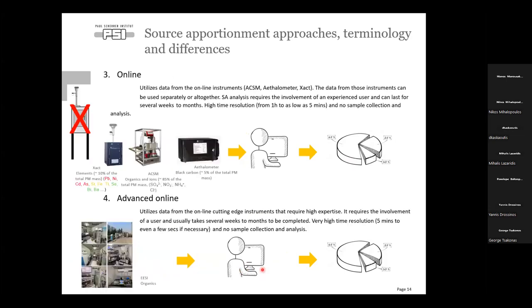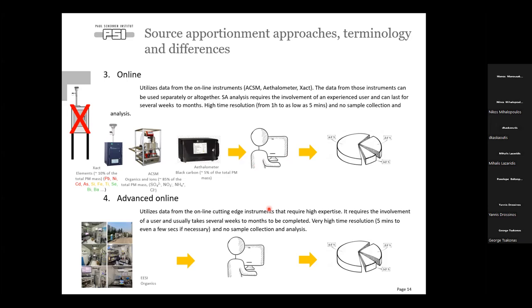Then we have another category. This is a bit more recent than the other ones. So we have the online instrumentation. This approach does not include sampling. So we have online instruments. We can have different types of online instruments like the EXACT that measures elements, the ACSM that provides information about the inorganic ions and the organics, and the aethalometer for black carbon. And then we need a user that collects all this information and finds a way to utilize them appropriately to get to source apportionment. The advantage in this case is that we do not need sampling and that we have high time resolution.